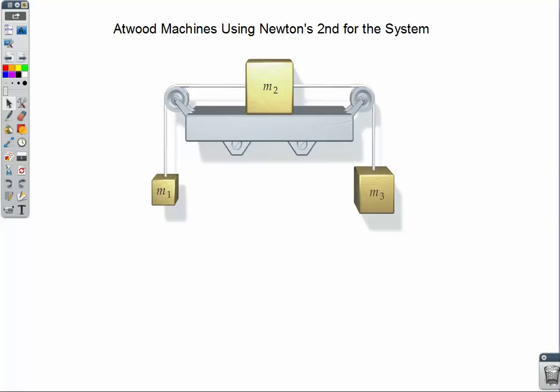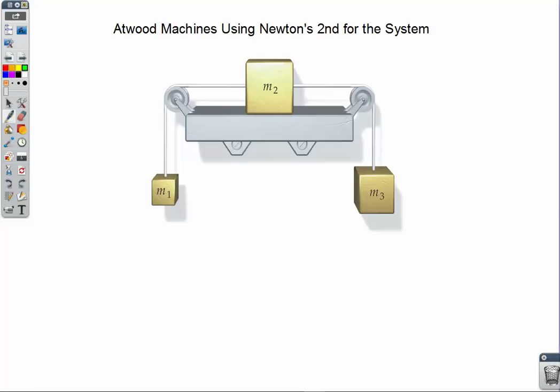In this lecture video, we're going to look at a classic problem in physics dealing with Atwood machines, and we're going to look at a technique to solve them quickly and easily. The first thing that we need to do when we're dealing with these kinds of systems is define a common positive direction of motion, because we can see that M1 here is going to be moving, assuming that M3 is more massive than M1. M1 is going to be accelerating up, M3 is going to be accelerating down, M2 is going to be accelerating, therefore, to the right.